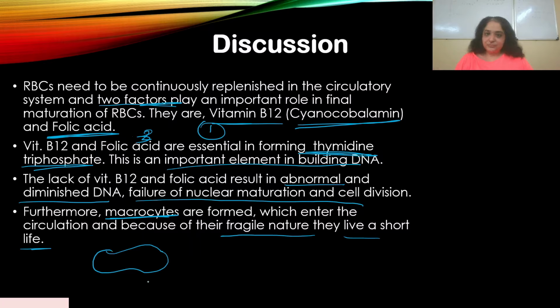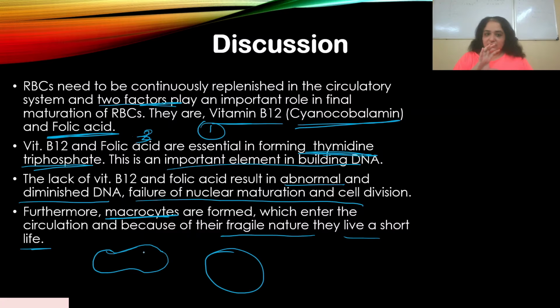Okay, this is a normal RBC, a biconcave structure. You don't want a round shaped RBC. Now the round shaped RBCs are very fragile. The cell membranes are very fragile. Okay, they break easily. The biconcave structure is a very rigid structure in the circulation.